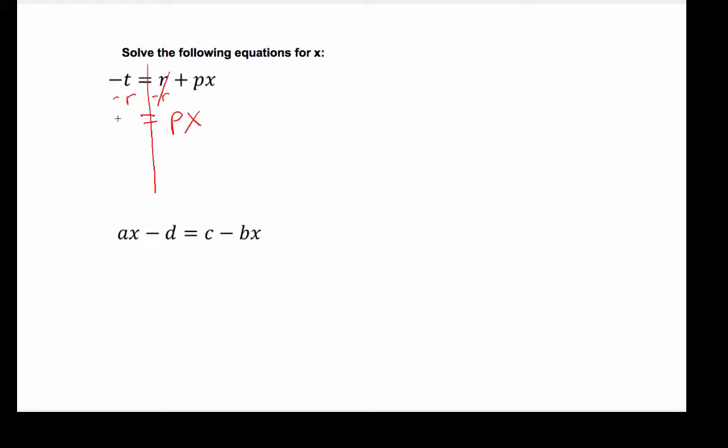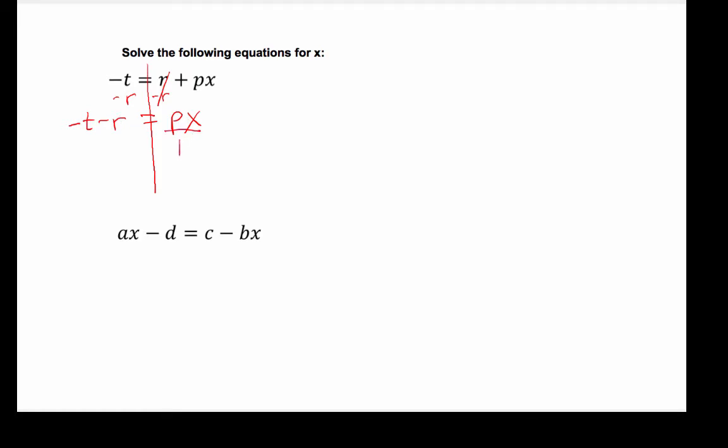Negative t minus r. I can't calculate that. I have no idea what t and r are. I can't combine them into one because they're different letters, different variables, so all I can do is just write negative t minus r. The next step is to isolate x.